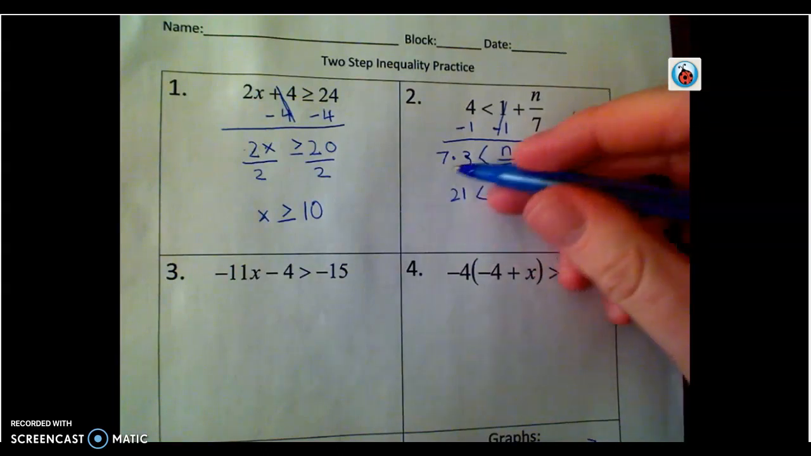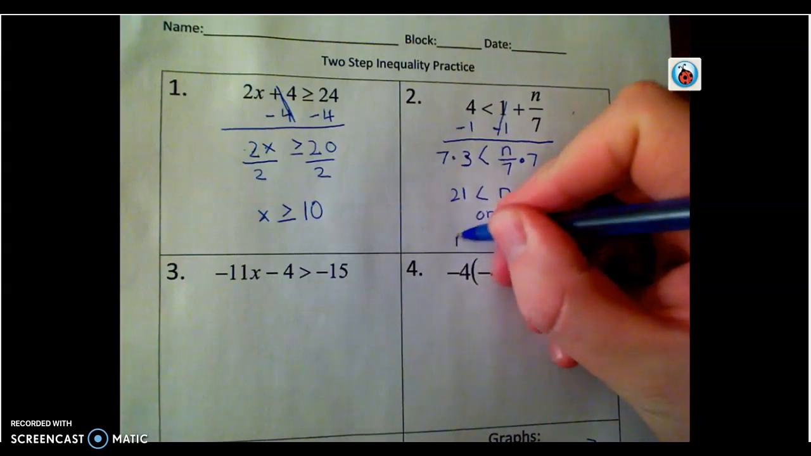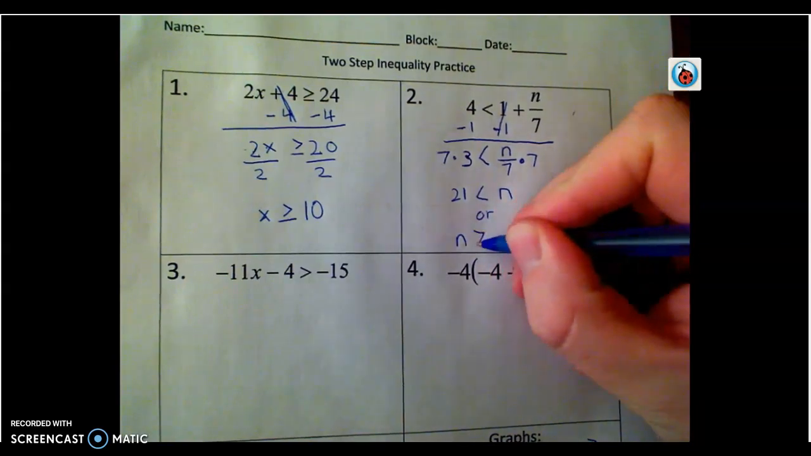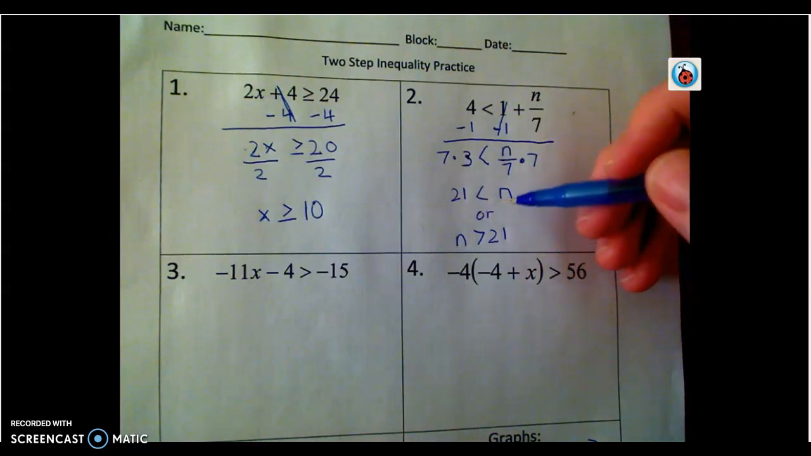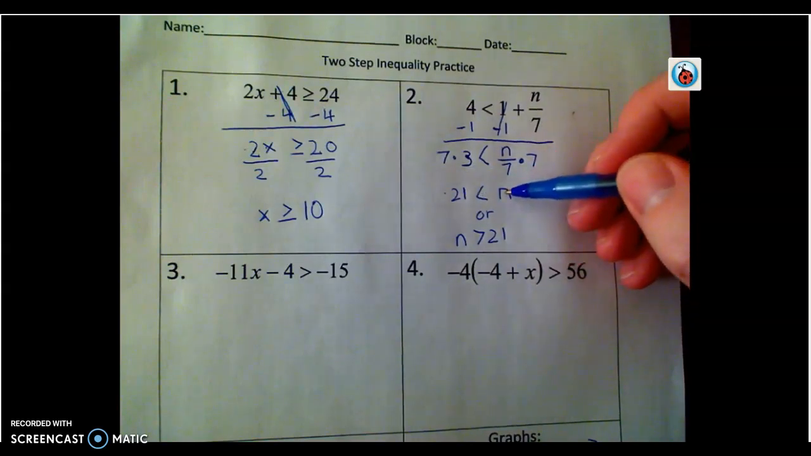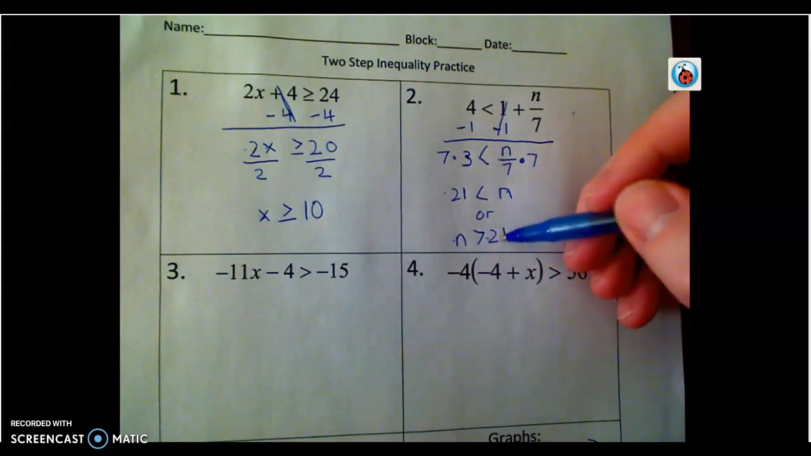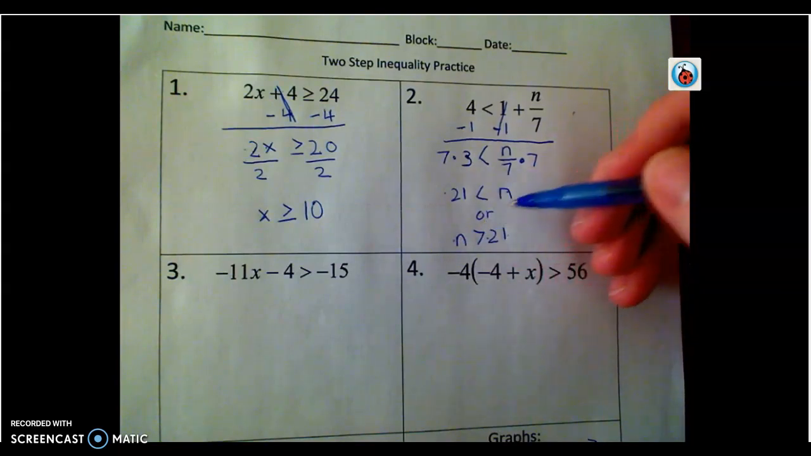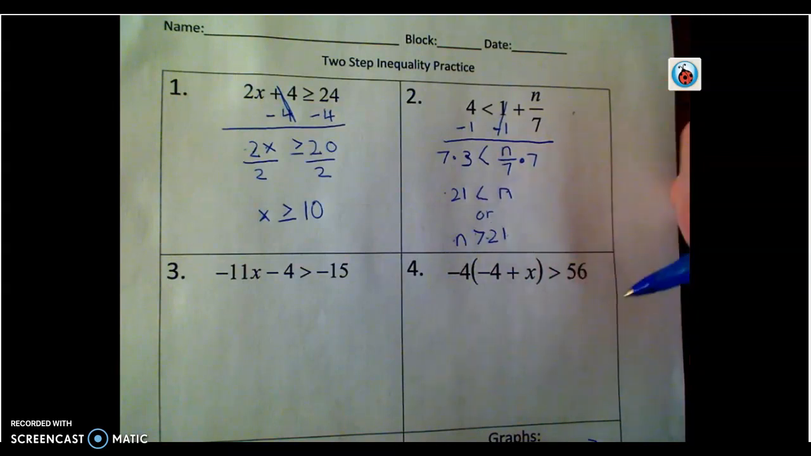If you want to, you could rewrite it as n is greater than 21. Both things are the same. If you just pick a random number for n, like let's say n is 25, is 21 less than 25? Yep, that's true. Is 25 greater than 21? Yes, that's true. Both of these are the same. If you rewrite it, you need to remember to flip the inequality sign.